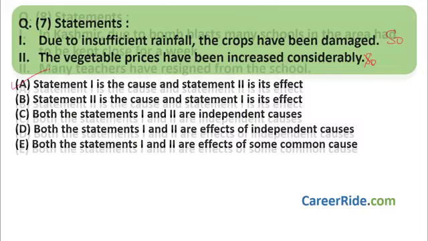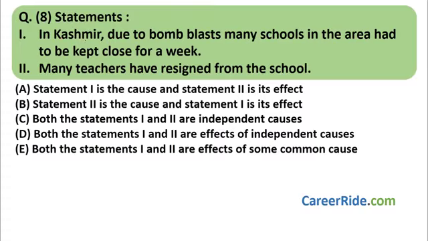Moving to next question. Statements: in Kashmir, due to bomb blasts, many schools in the area had to be kept closed for a week, so many teachers have resigned from the school. Now this does not make sense, that schools were closed due to bomb blast and so the teachers resigned, but still let's check the other way around. Many teachers have resigned from school, so in Kashmir due to bomb blast many schools were closed. Again, this does not make any sense.